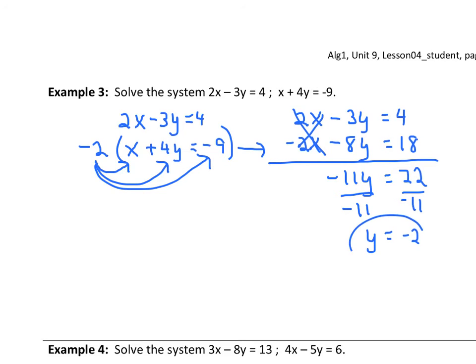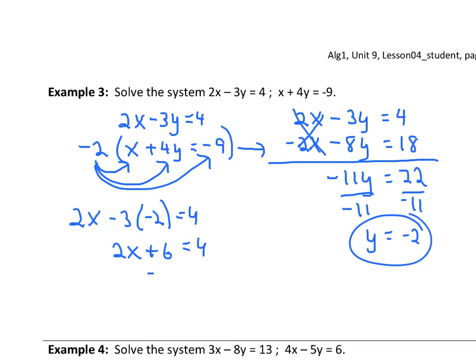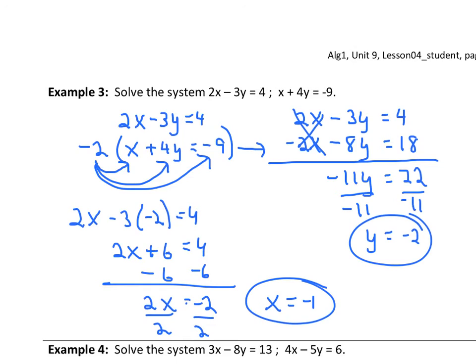Then I can take this and substitute it back into one of the equations. So I'll do that to the first one. 2x minus 3 times negative 2 is equal to 4. And you know the drill by now, so you get a positive 6. Then you subtract 6. Then you get 2x is equal to negative 2. Then you divide by 2, so x is equal to negative 1. So my solution to this particular system is an ordered pair, negative 1, negative 2, and that is the point where these two equations intersect.